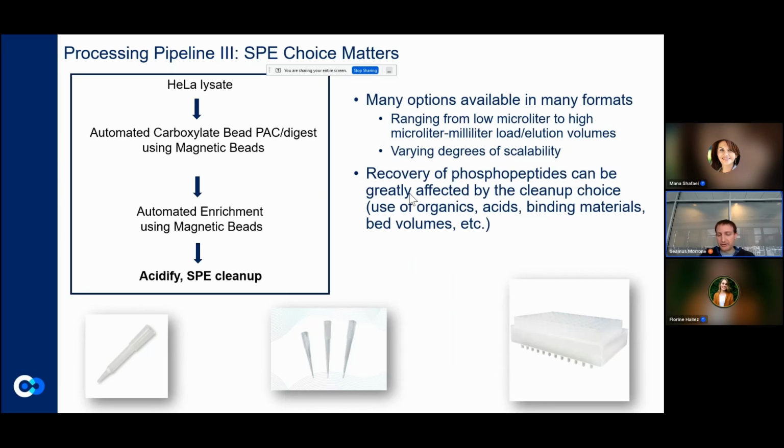And the third part is usually the cleanup after the elution and then drying down for mass spec. And we've found that the choice of your SPE, the solid phase extraction method, matters quite a bit for your sample recovery. There are many options available, as Florian was talking about. There are cartridge formats, tip formats, plate formats, and they range in the volumes that you can apply, the capacity of the matrix, and the elution volumes. And as I said, we've found that depending on the choice, we get better or worse recovery of phosphopeptides.